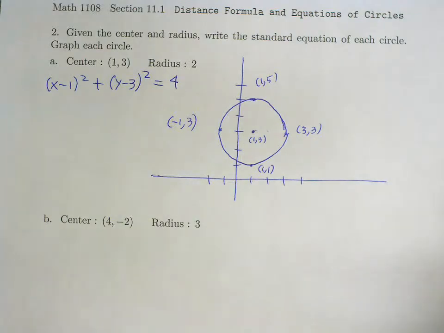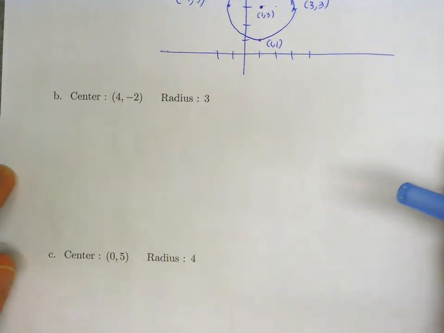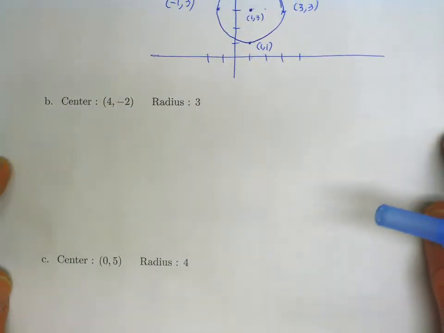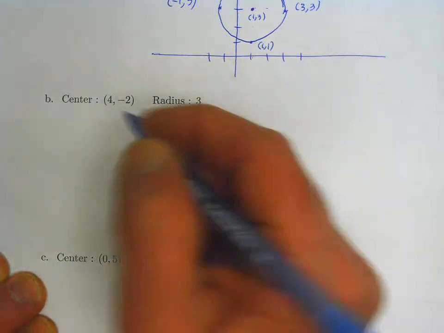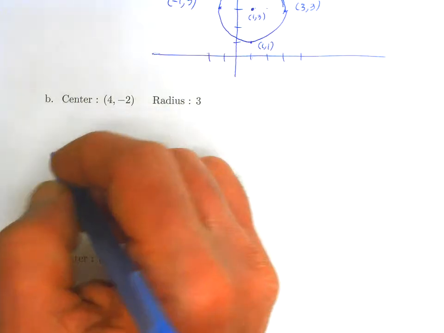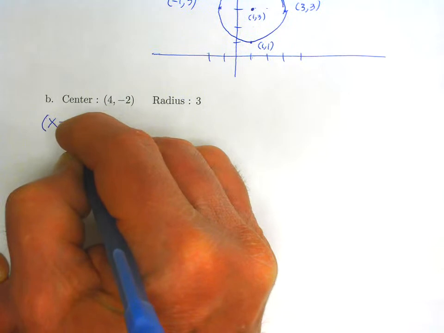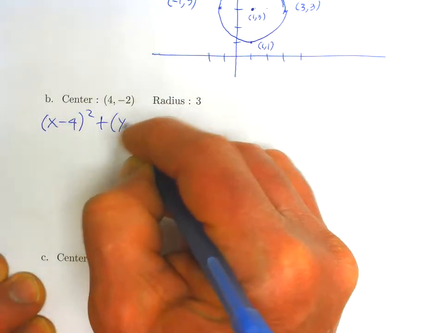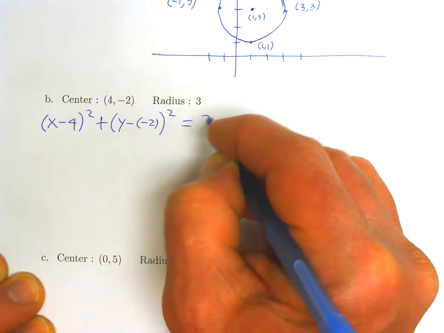Okay, in the next example, this time the center is (4, negative 2), and the radius is 3. So the standard equation for the circle, we start by writing (x minus 4) quantity squared plus (y minus negative 2) quantity squared equals 3 squared.